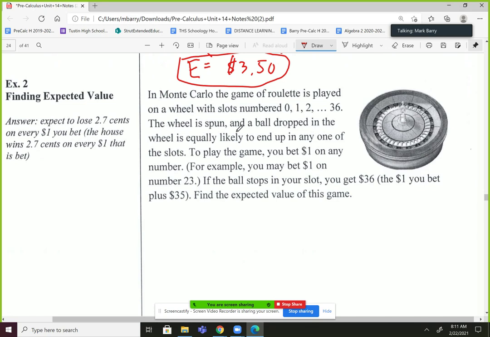We'll explain why it's better for you that they took one away in Monte Carlo, but let's continue here. The wheel is spun and the ball is dropped, okay? And the ball is equally likely to end up in one of the slots. So to play this game, and there are other ways to play, but the most basic way, you bet $1 on any number, okay? You can bet $1 on the number 23, for example, if you're a big Michael Jordan fan, or LeBron James on the Cavaliers. If the ball stops in your slot, you get $36. You get your $1 bet back plus the $35. And if it doesn't land on your slot, you lose $1, okay? So that's the rules of the game here.